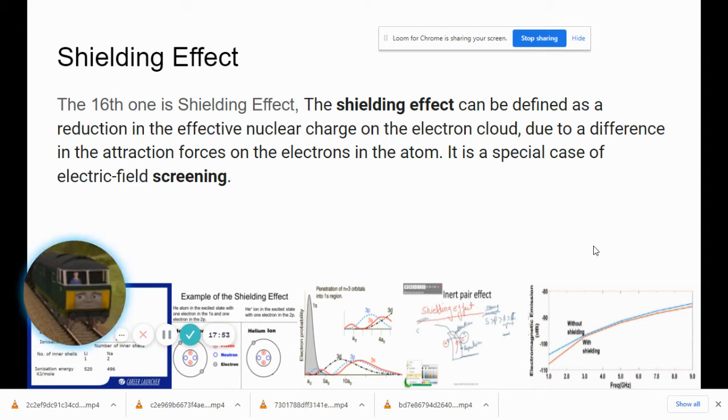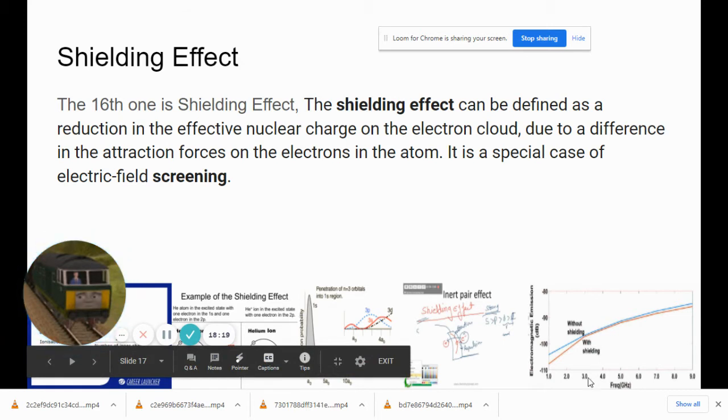It is a special case of electric field screening, which I've learned since the first or second semester. I actually heard of this one before. I heard of the shielding effect since like 5th grade. So yeah.